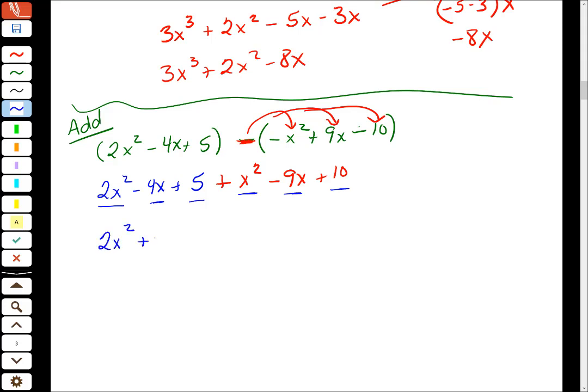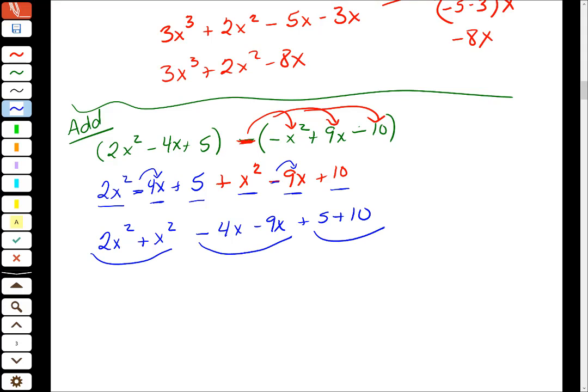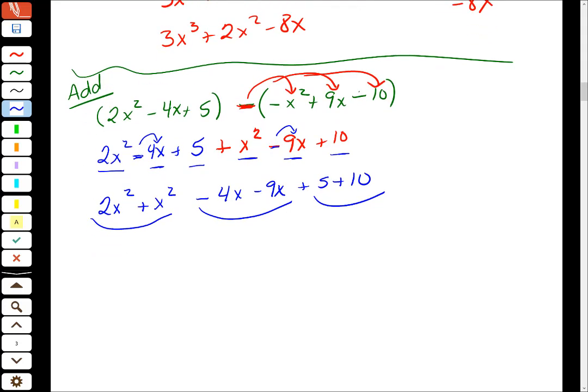It's 2x squared plus x squared. And then I have a minus 4x minus 9x. These signs are attached to the term that goes behind it. So if this is a minus, it stays attached to the 4. This minus stays attached to the 9. Plus 5 plus 10. And then I'm really thinking of these 3 problems that I have to kind of do because those are the like terms.